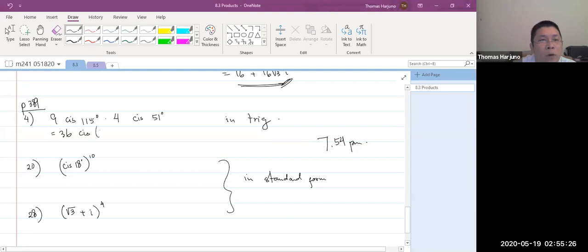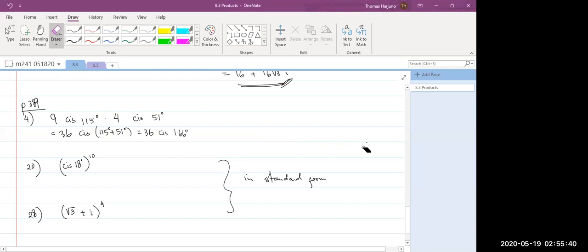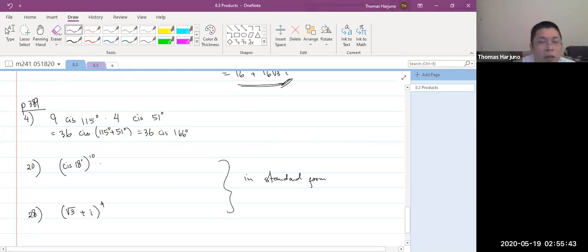It is the sum of 115 plus 51 degrees. That's 166 degrees. Is it right? Yes. Now for this one here, the radius is invisible 1, right? So it will be 1 to the 10, still 1, cis 10 times 18 degrees. That says 180 degrees. But cis 180 degrees is cosine 180 degrees plus i sine 180 degrees.